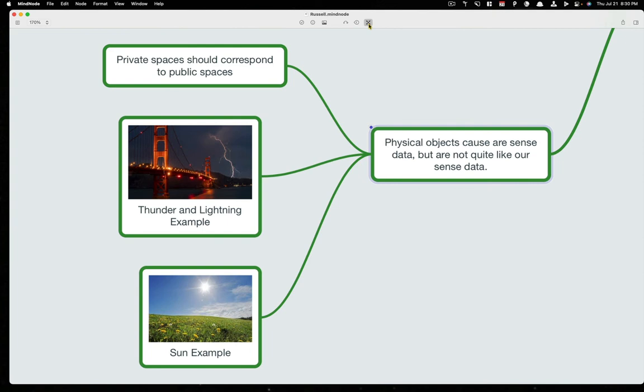So when that lightning strikes, if I could see and hear them simultaneously, that would be one thing. But even the time it takes for that light to hit my eyes and for my brain to process that and to form an image, even if that's an infinitesimally small amount of time, notice that it's not exactly in the present. It's always a little bit behind. So physical objects do cause our sense data, but they're not exactly like it, right? We're always looking a little bit in the past.